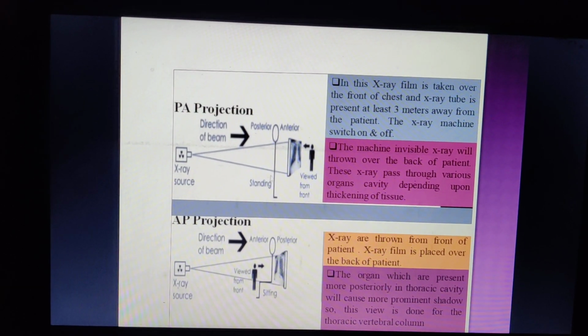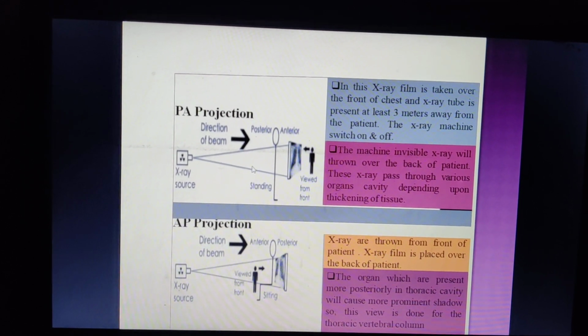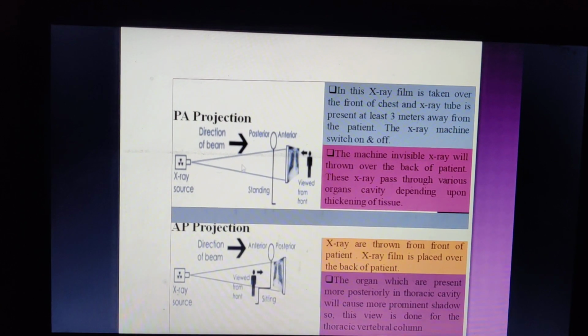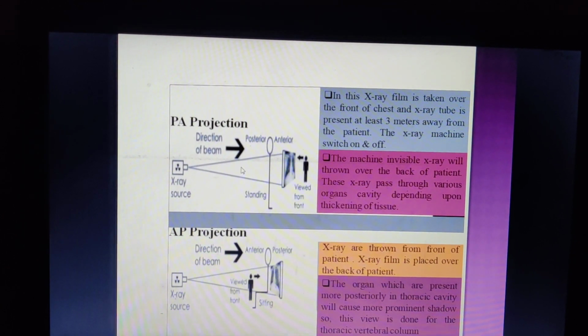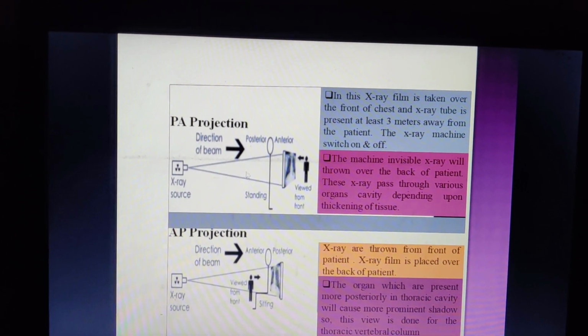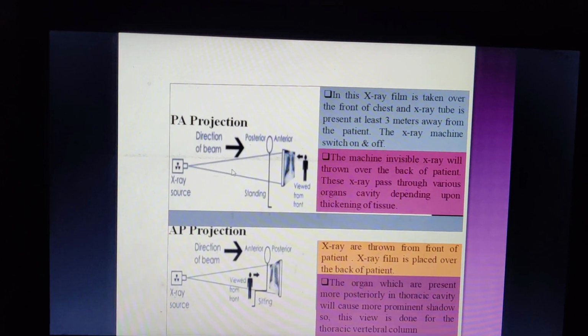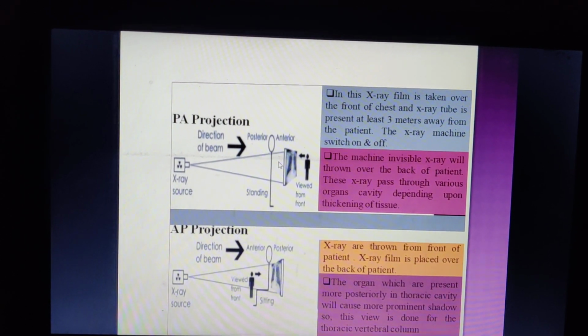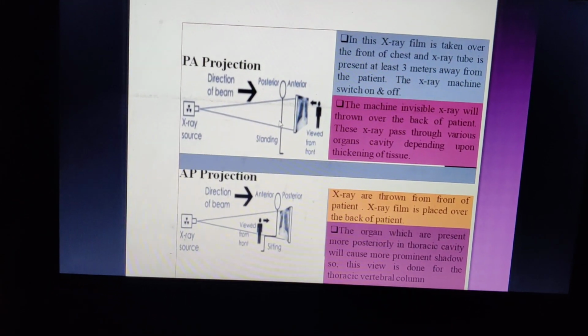And second point, there should be at least 3 meters distance between the X-ray machine and the patient. If it is less than that, what will happen? The organ image which is formed on the X-ray film will be exaggerated.